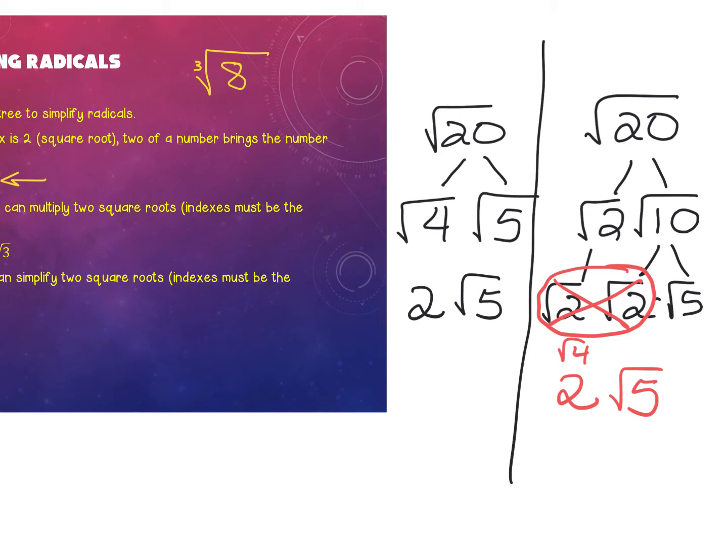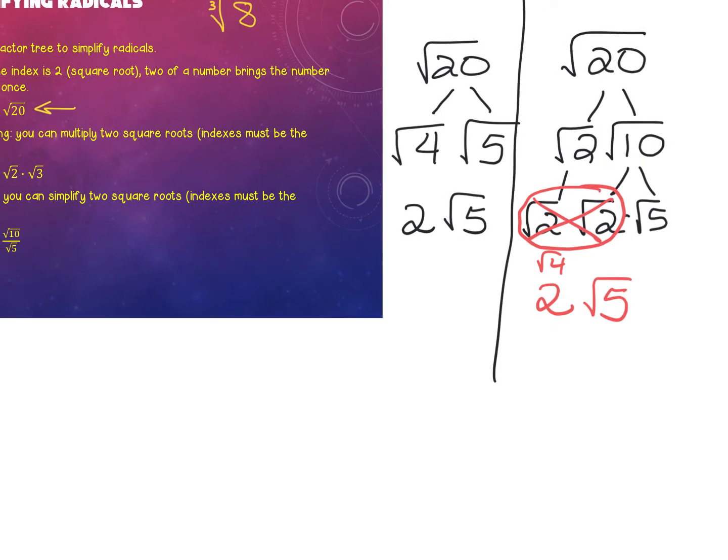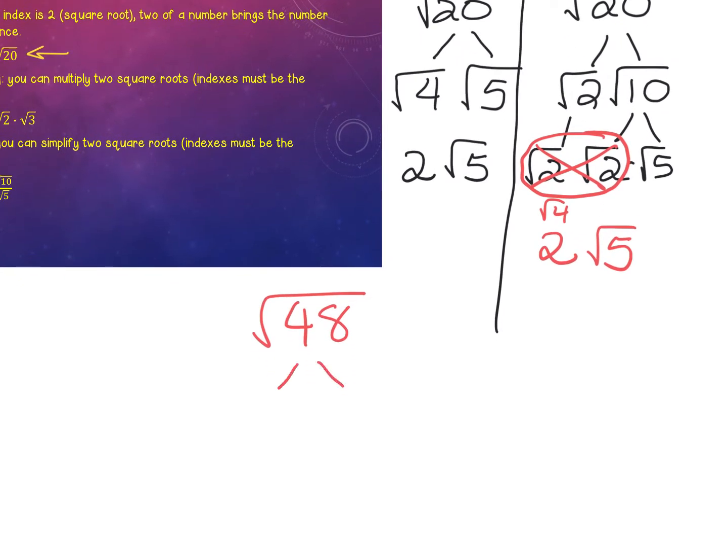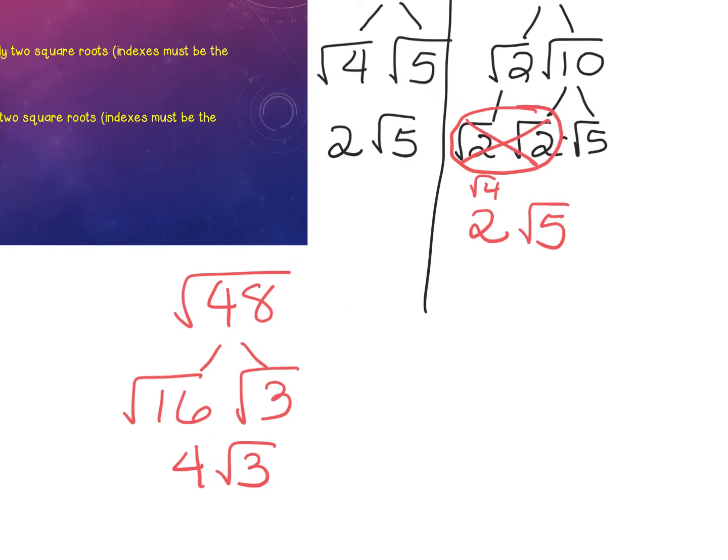Now, if you end up finding a number that has more than one pair, then you'll pull out as many pairs as you can make. For example, let's say we wanted to do 48. For those of you who are good at finding factors that are perfect squares, I could break 48 into 16 times 3. And then if you recognize that 16 is a perfect square, square root it and leave the 3 underneath. But let's say instead, I don't want to do that. I want to do 2 times 24.